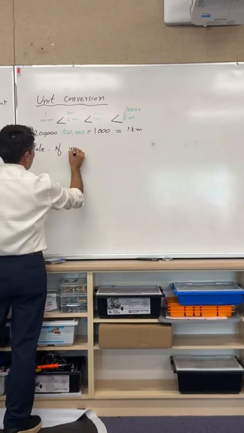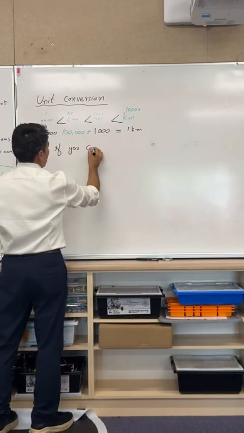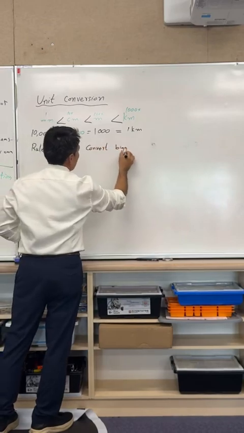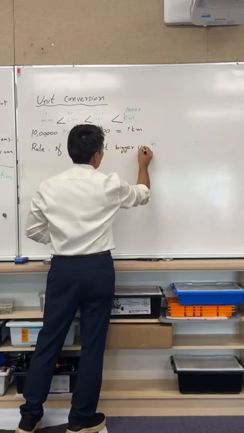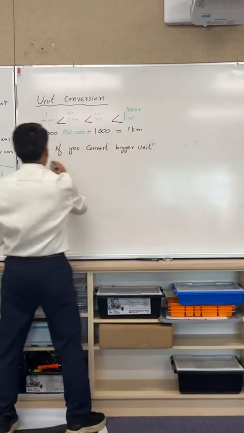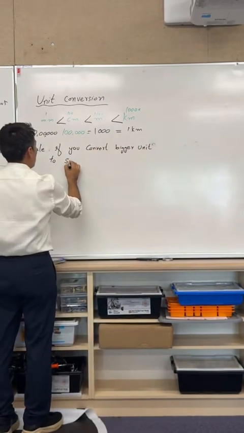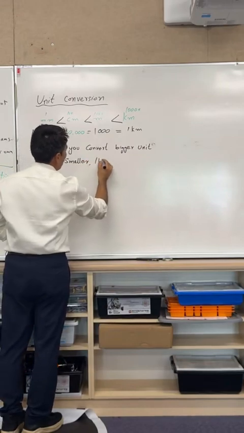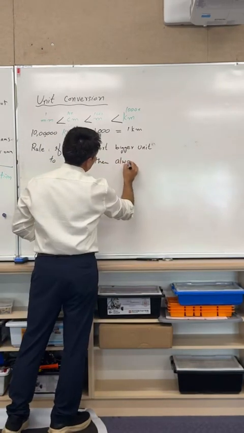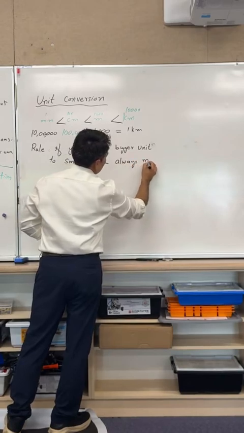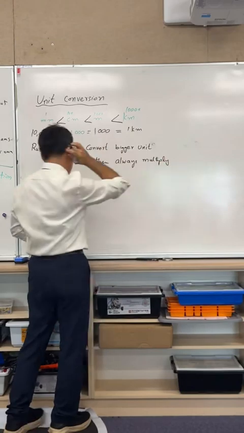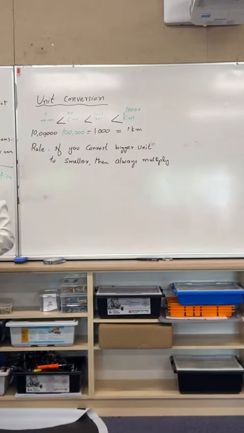If you convert a bigger unit to smaller, then always multiply. Always multiply, but you should know multiply by what number, okay?